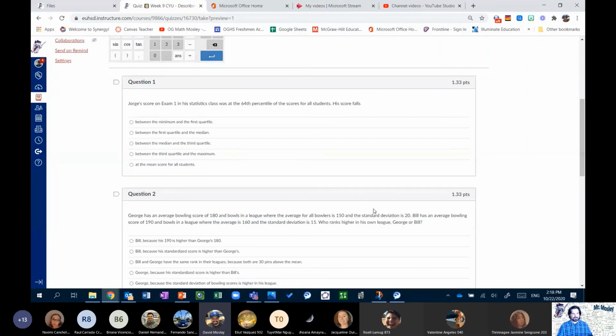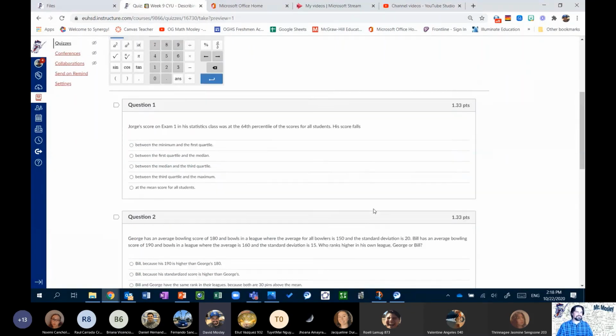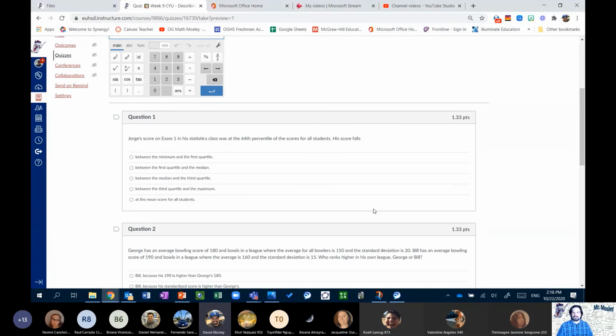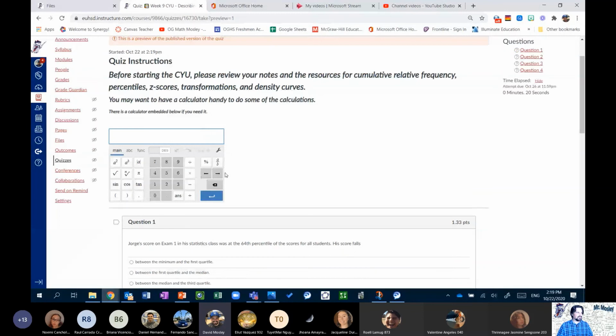And the other questions are multiple choice, so if you do get them wrong, try them again. I wanted to go over that to make sure you understood that I had to change something on there. There is a calculator embedded in here if you need one. So there's that as well.